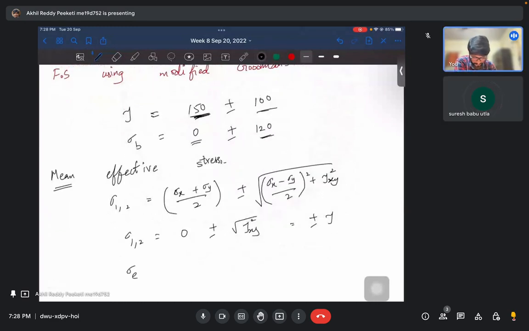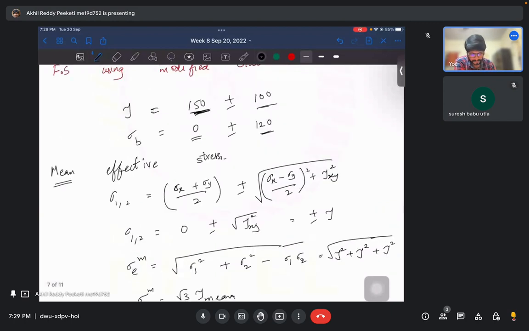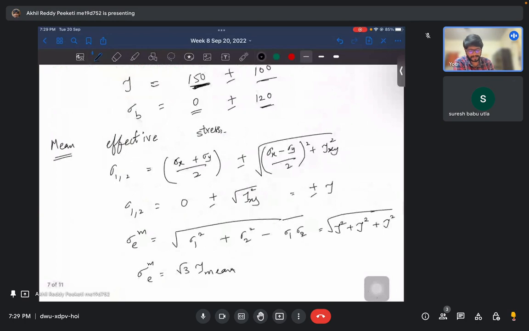So in that case, effective stress would be root over sigma 1 square plus sigma 2 square minus sigma 1 sigma 2. So tau square plus minus tau whole square, so tau square, so plus tau into minus tau, full minus, so again tau square. Okay, so tau mean, which is 150. So in the mean case, because the bending stress is 0, that is why.